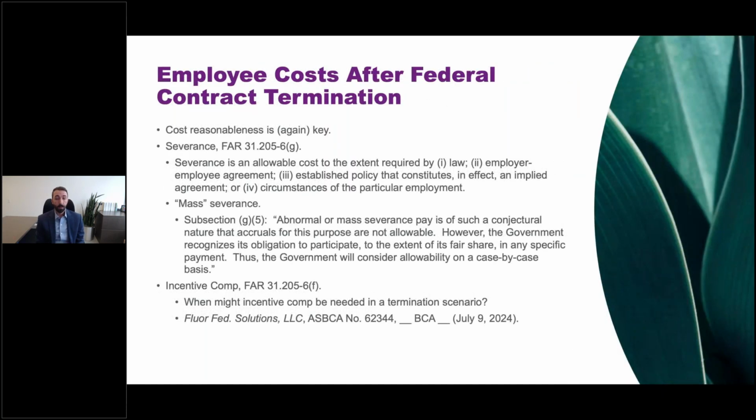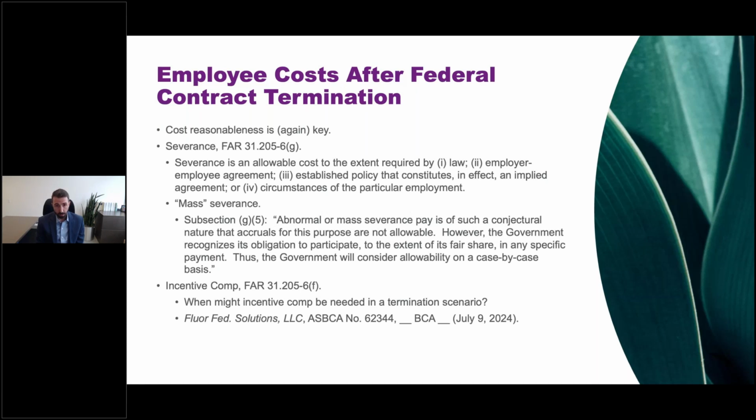So subcontractor costs are a big topic. Employee costs after a federal contract termination are another big topic. Okay? Labor cost is often a driver of contract cost, and it can be a really large item of a settlement. So again, cost reasonableness is really important. If you've incurred a cost, why is it an ordinary necessary cost of doing business, and what did you do to mitigate the cost?